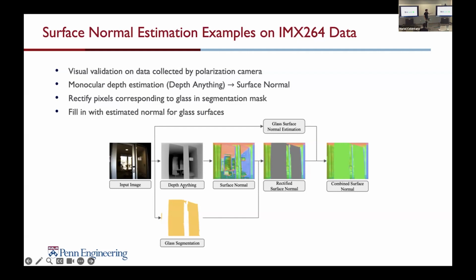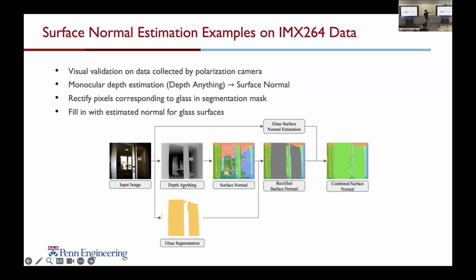Using the glass segmentation mask we get from the first module, we can clear out the surface normal corresponding to the object behind the glass regions. And we get this rectified surface normal. We fill in those empty pixels with the estimated glass surface normal from our network. And we finally get this combined surface normal.